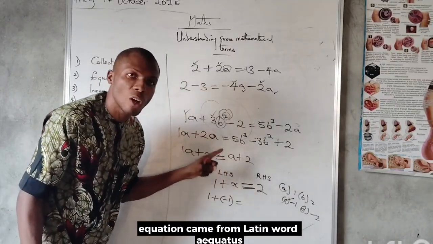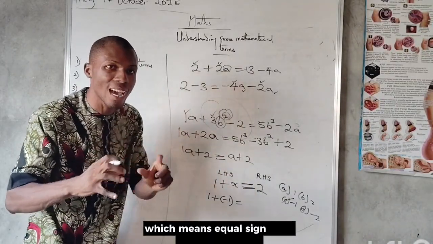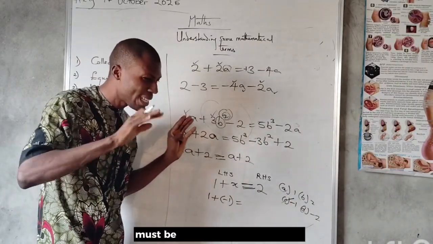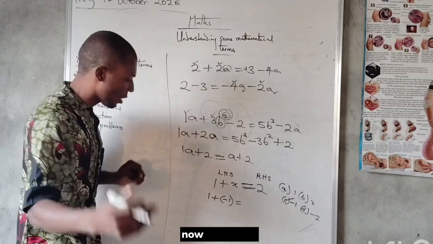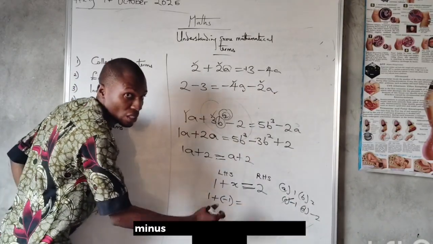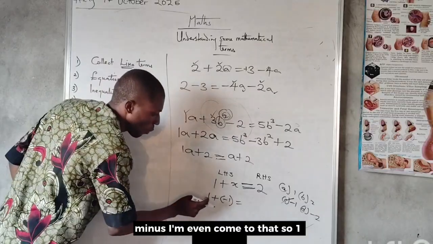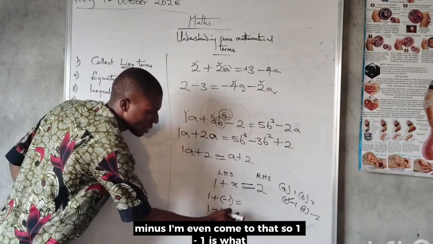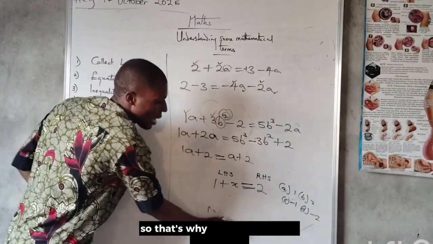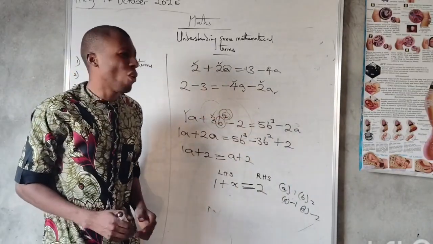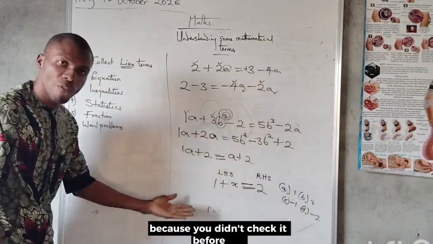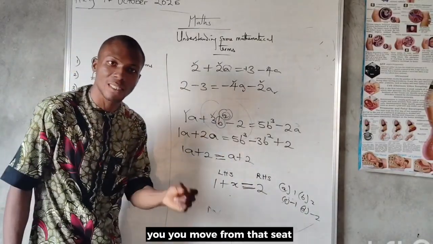Equation came from that word equatus, which means equal sign. They must be equal. So the left hand side must be exactly the same answer as the right hand side. Now check this. So if you have 1, plus times minus is what? Minus. So 1 minus 1 is what? 0. It didn't give 2. So this is not your answer. That's why some people will now say, the devil is after me. Because you didn't check it before you moved from that seat.